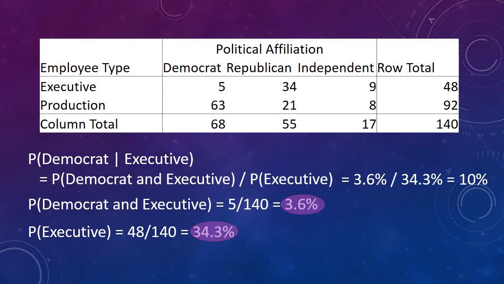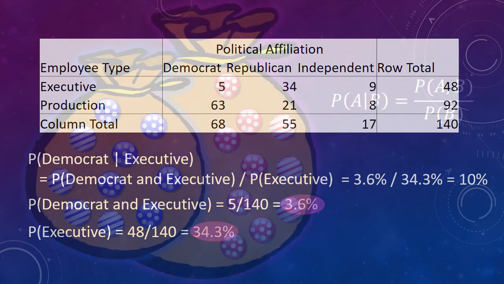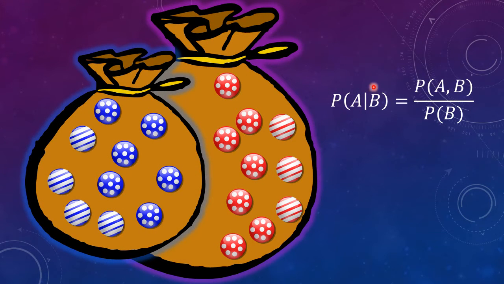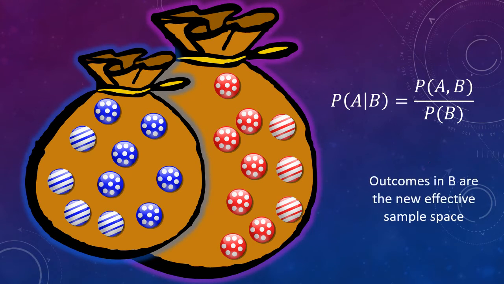The thing you're conditioning on, that is the event to the right of the vertical bar, becomes the new sample space. It's as if all of the outcomes that aren't in that event no longer exist, just like those red marbles. In the equation for conditional probability, the event being conditioned on is in the denominator, just like the size of the sample space was in the denominator when we were computing the probability of an event with equally likely outcomes. The outcomes of the event become the new, or the effective, sample space for the conditional probability.